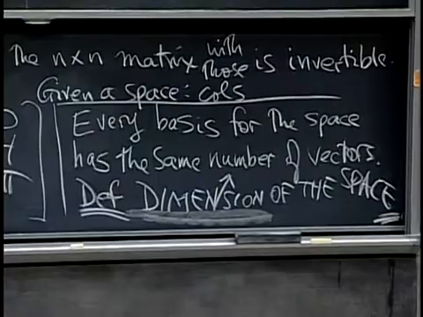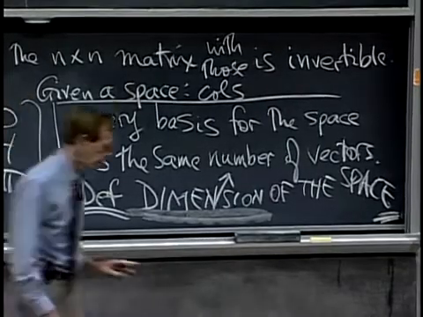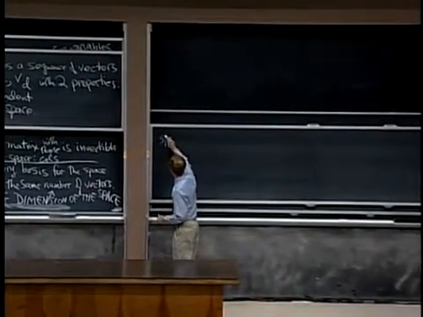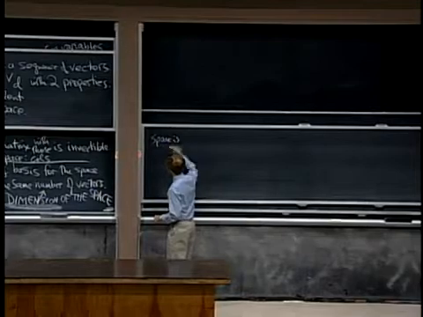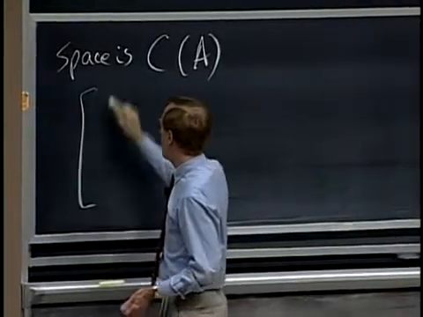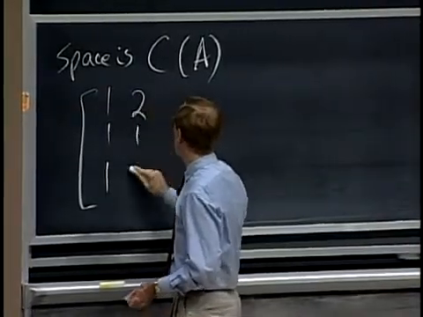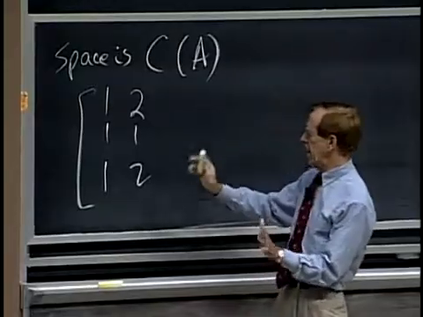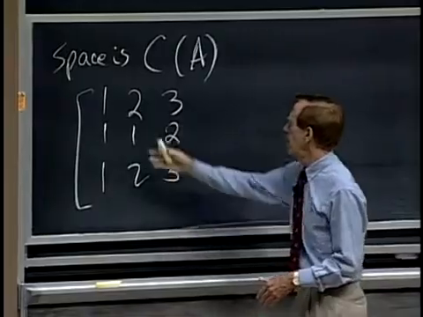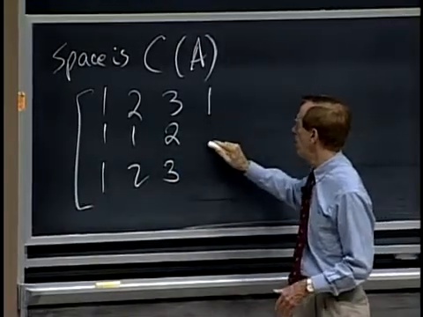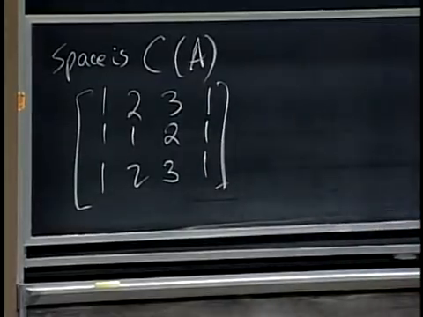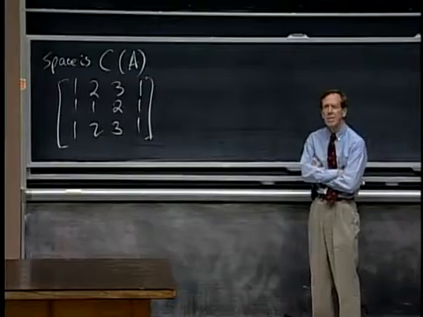Okay, let's take examples. Suppose my space is, say, the column space of this matrix. Let me write down a matrix. 1, 1, 1, 2, 1, 2, and to make it clear, I'll take the sum there, 3, 2, 3, and then I'll put in 1, 1, 1 again. So that's 4 vectors.